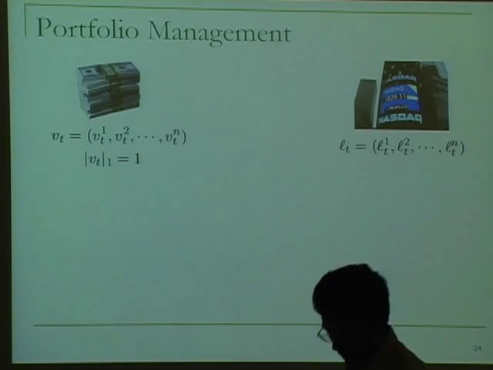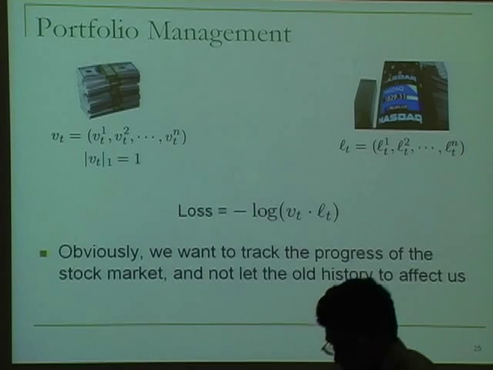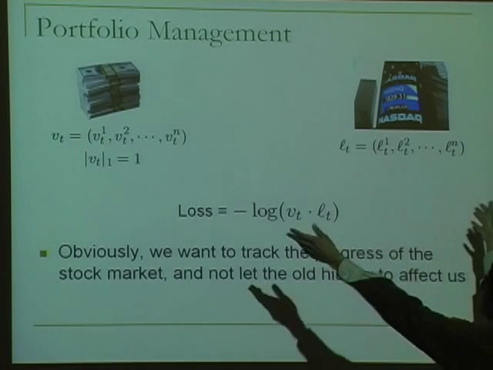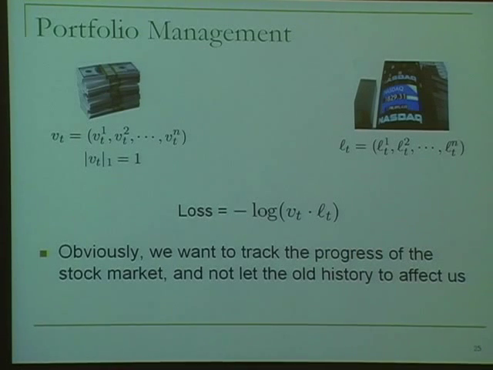Actually, let me not go through the math, but the usual way this is modeled is we say the loss is then minus log of the dot product of these vectors. I won't get into exactly why that's the case, but this models the portfolio management. That is, if you were actually to compute all the money that you made, you could model it using this function. And obviously, adaptive regret makes a lot of sense here because you want to track the progress of the stock market, not just be competitive with the best fixed portfolio in hindsight. So if the stock market suddenly jumped at some stage, you want to be able to change reasonably quickly and move to the best portfolio.